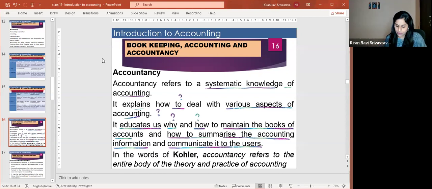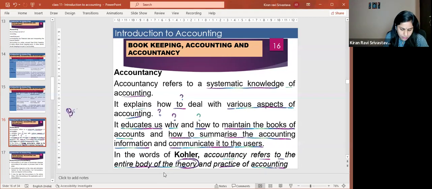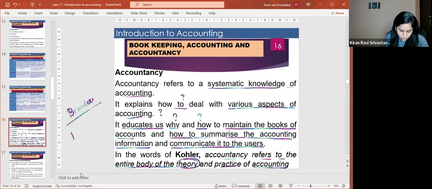In the words of Kohler, accountancy refers to the entire body of the theory and practice of accounting. Accounting is just the theory, but accountancy is a much broader term. Accountancy explains both theory as well as practice. That is what accountancy deals with.